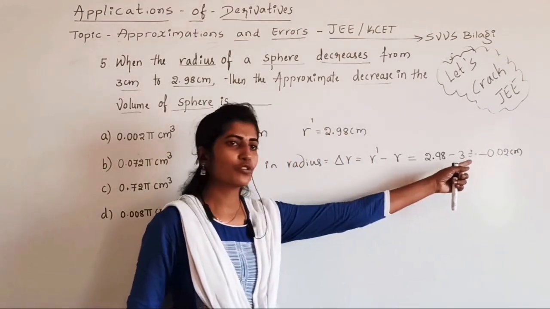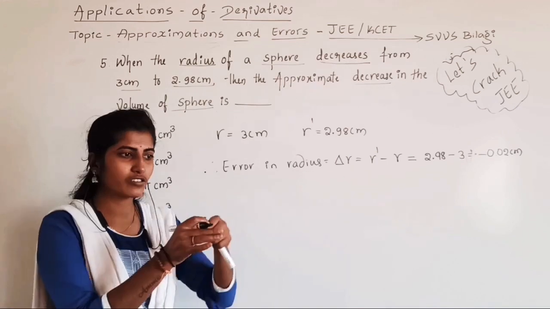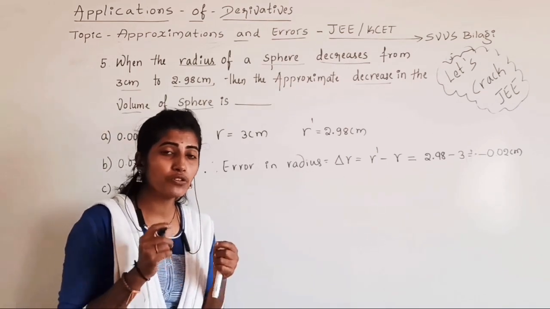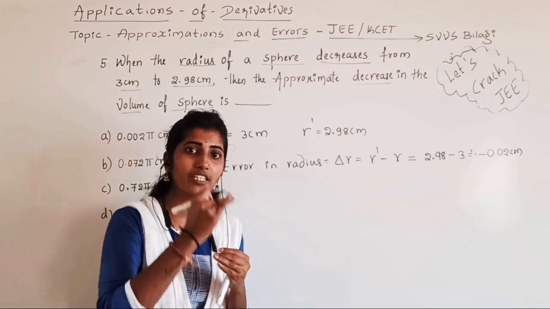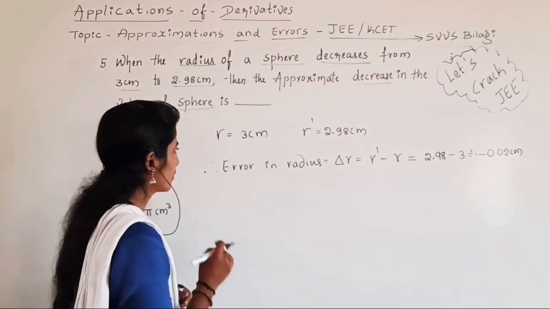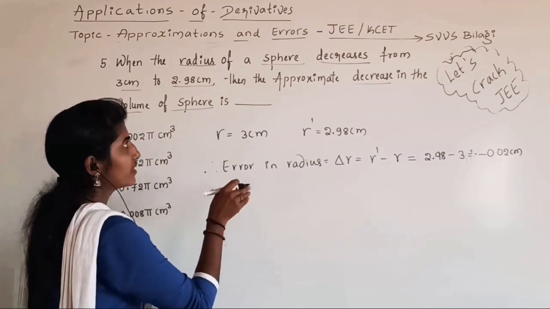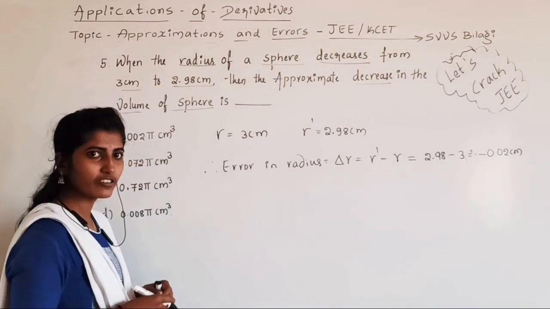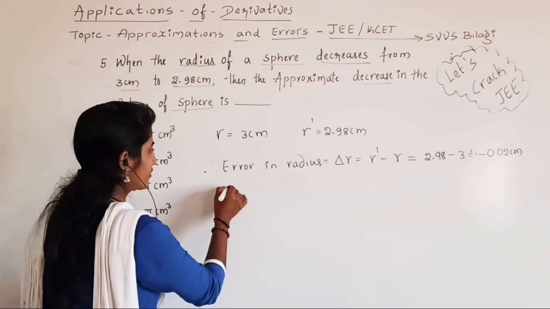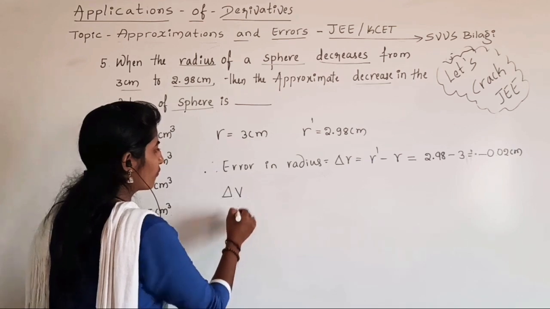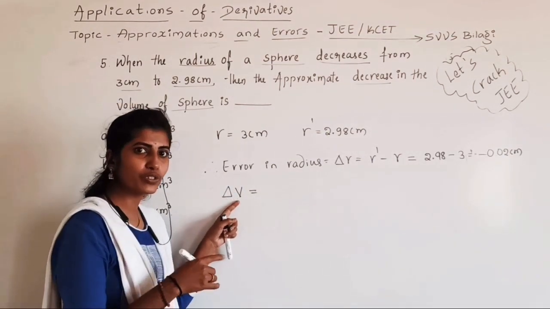Why is there a negative symbol here? Negative in the sense radius is not at all negative, right? Distance can never be negative. Negative symbol indicates decrease. After that, we need to calculate what? Approximate error in its volume. In the sense, approximate decrease in the volume of a sphere. That is taken as what? Delta V.